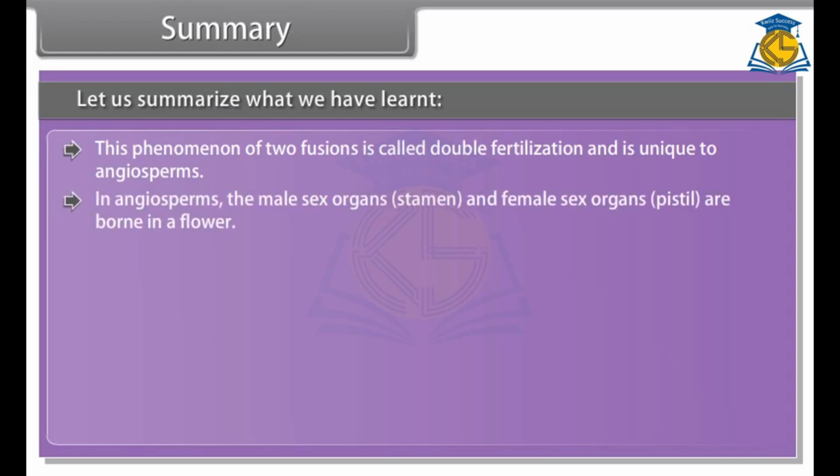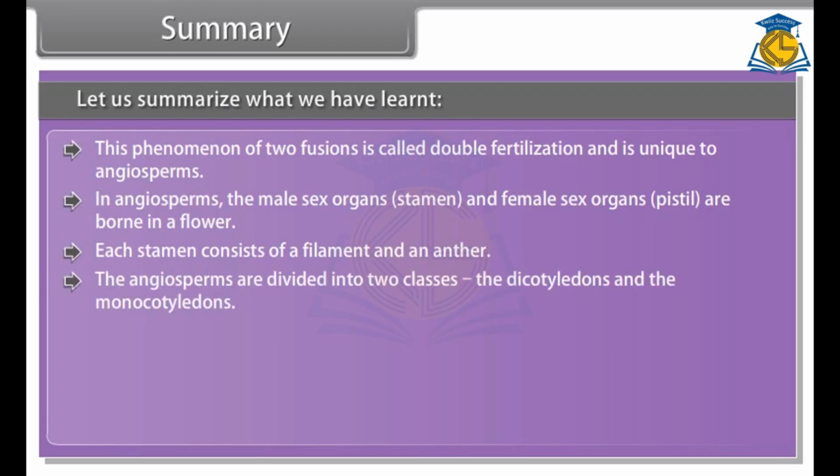In angiosperms, the male sex organs, stamens, and female sex organs, pistil, are borne in a flower. Each stamen consists of a filament and an anther. The angiosperms are divided into two classes, the dicotyledons and the monocotyledons.